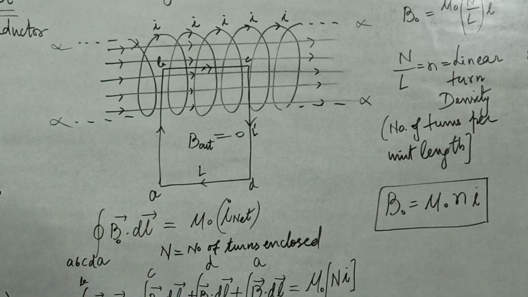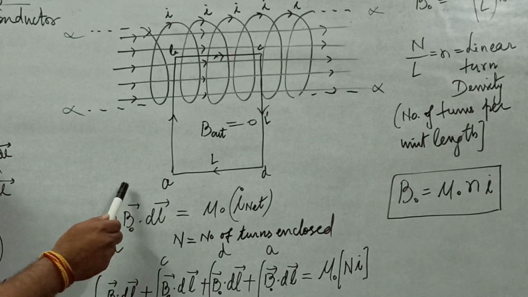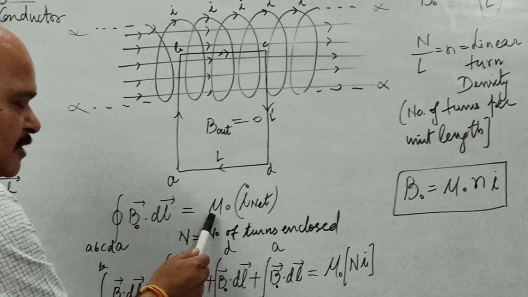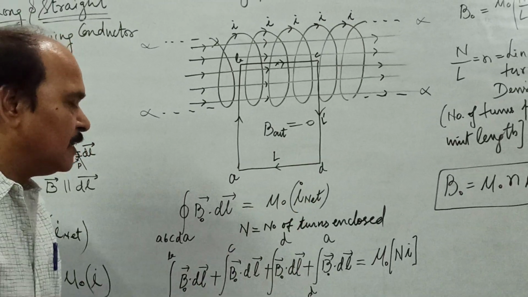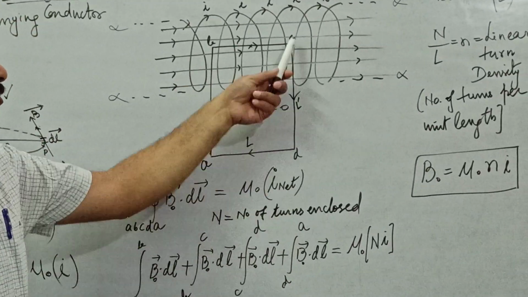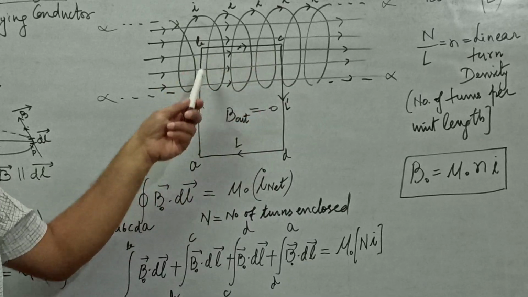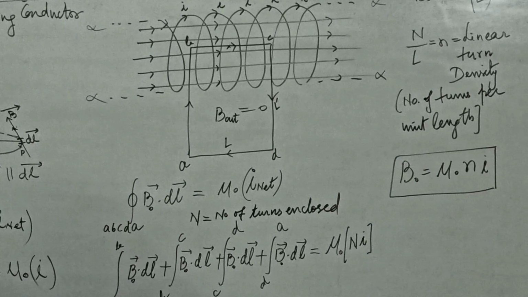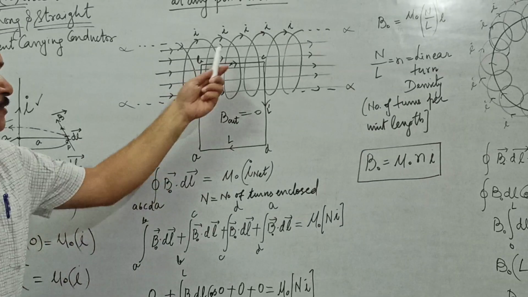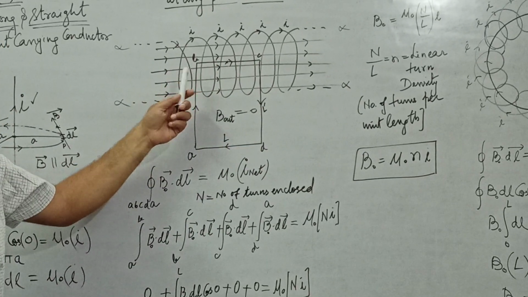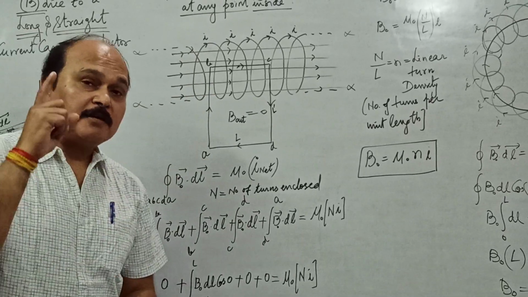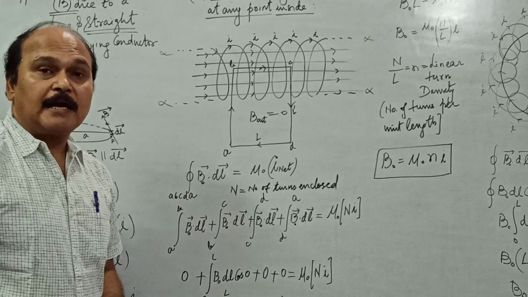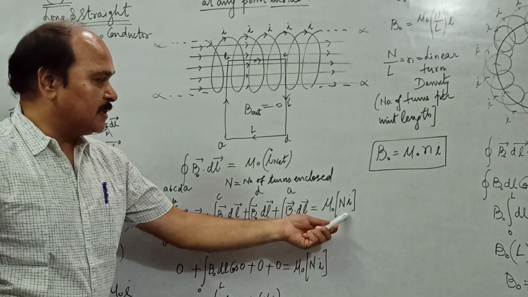As per Ampere's circuital law, the line integration of B dot dl around a closed path is equal to the permeability of free space times the net current. Let n be the number of turns enclosed in the closed path. In this closed path, the number of turns of the solenoid which are inside is N. Therefore, what is going to be the current enclosed in the closed path? Through one turn the current is I. Therefore, through N turns the current is going to be NI. That is what is written here.